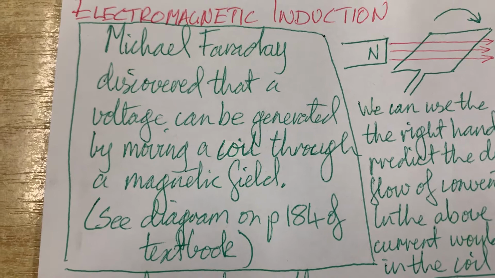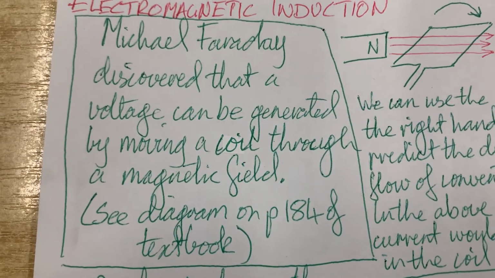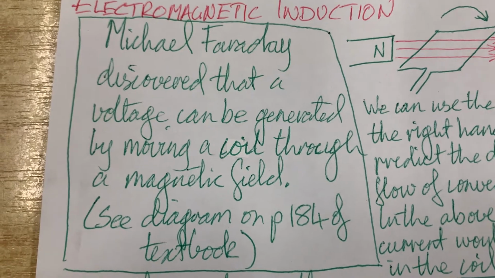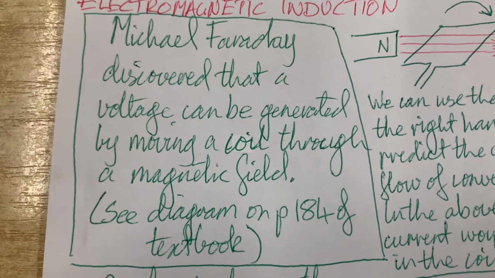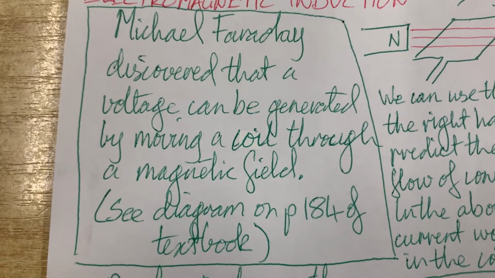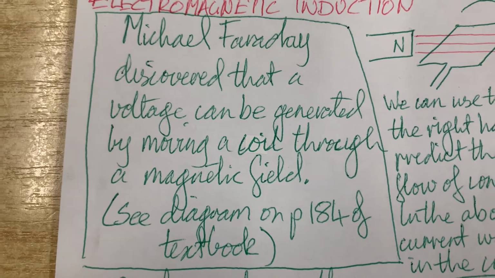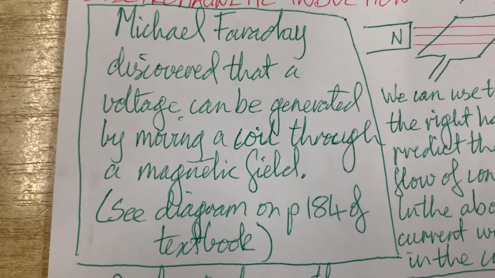So if you have a wire, it doesn't even need to be a coil, but a wire, and you push it through a field so that it's feeling a change, then a current will be induced in that wire. And that's the gist of it. So, a changing magnetic field relative to a wire.